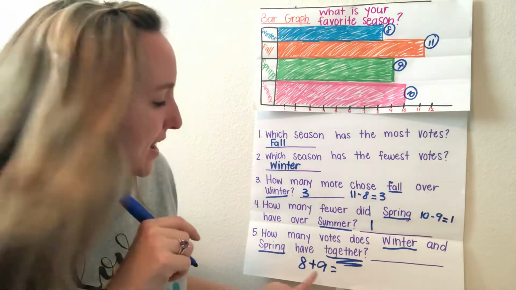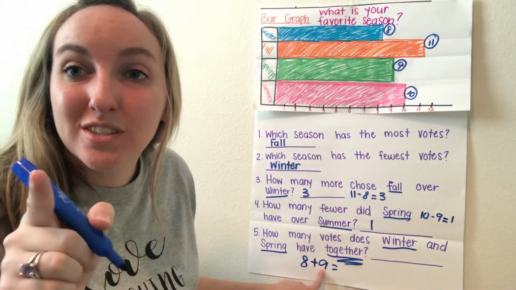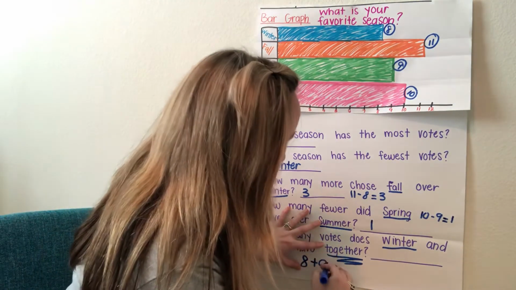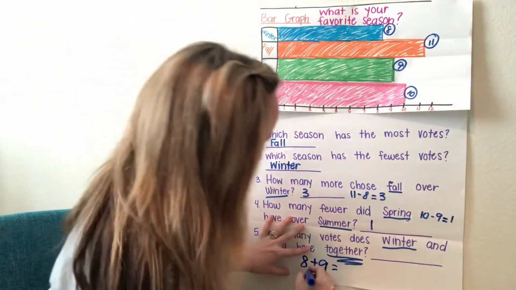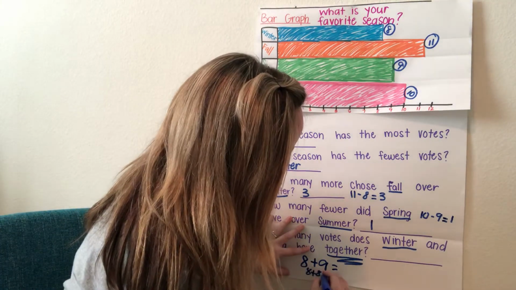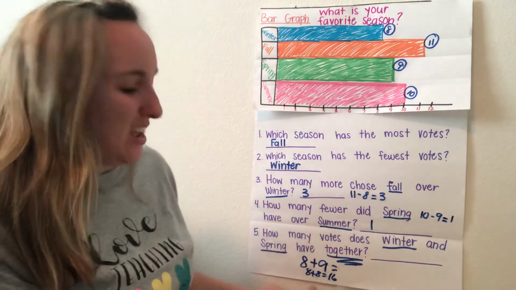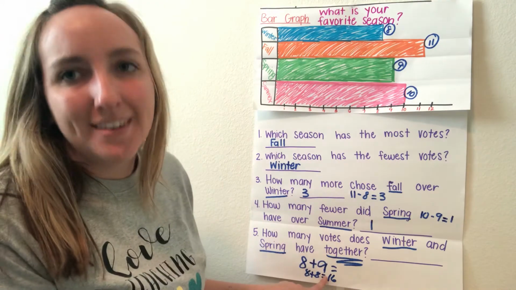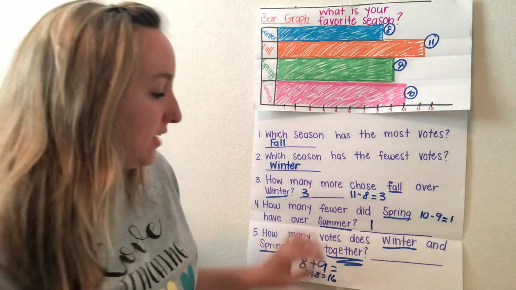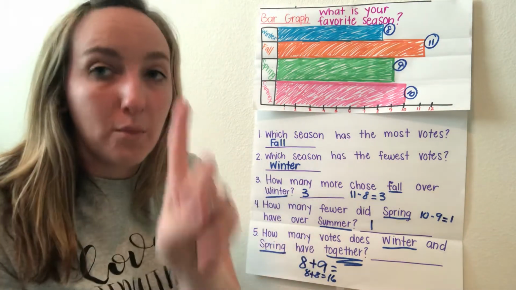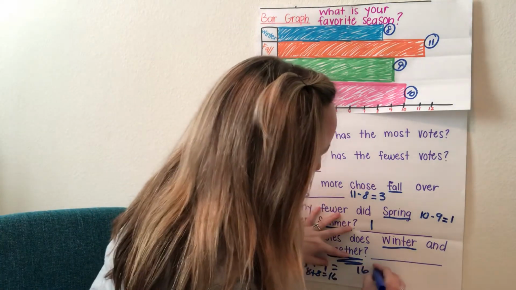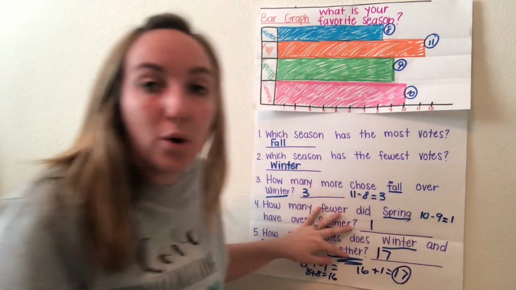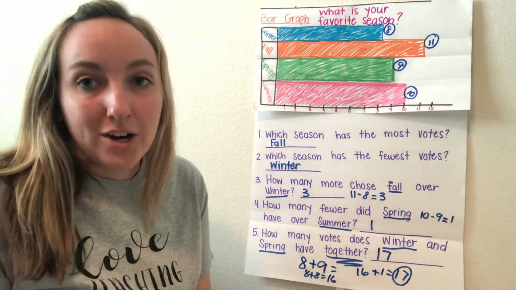I know that 8 plus 9, you can use the strategy doubles plus 1. So if I use doubles plus 1, I know that 8 plus 8 equals 16. Is 16 my answer though, for 8 plus 8? Or am I trying to do 8 plus 9? You're right, I'm trying to do 8 plus 9. So I need to add 1 more, doubles plus 1. So I can do 16 plus 1 equals 17. So there are 17 total votes for winter and spring.